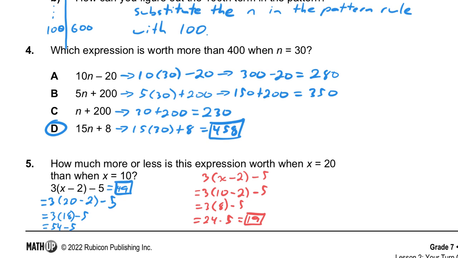Now I have to go back and check to see, have I actually answered the question? It says, how much more or less is this expression worth when x equals 20 than when x equals 10? So it's saying, how much more is this than this? So to figure that out, I have to find a difference, right? To find out how much more this is than this, and finding a difference means I have to subtract. So I'm going to take 49 minus 19, and I will come up with 30. So there's a difference of 30.